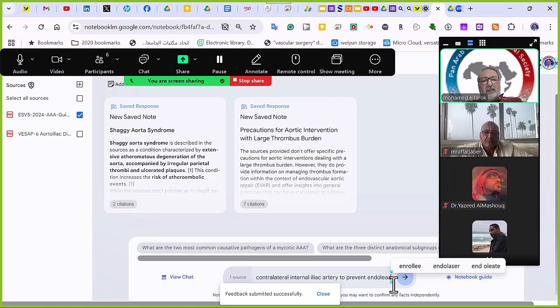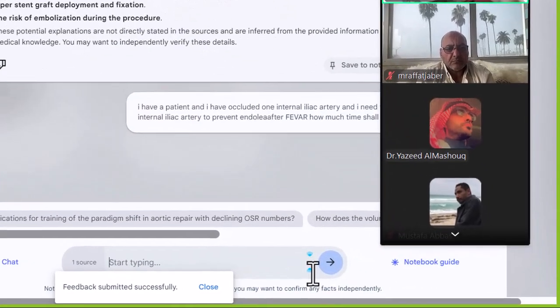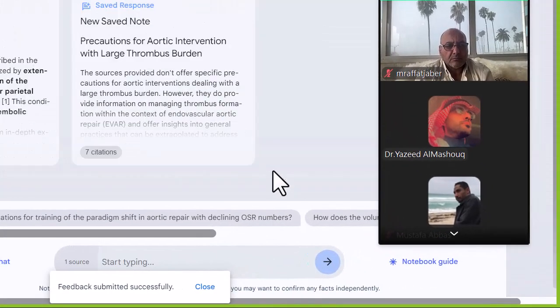After fever. How much time shall I wait? It's important as you go along how to phrase your question to artificial intelligence. You have to be very specific in a lot of things. So anyway, I hope you understand what I am doing.